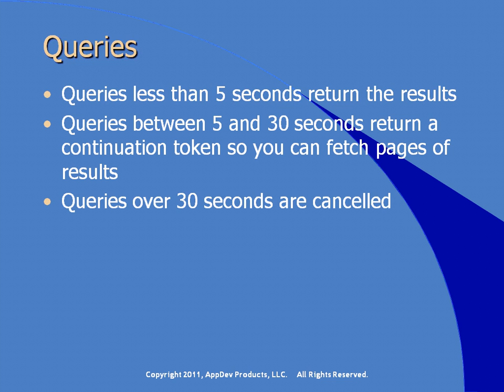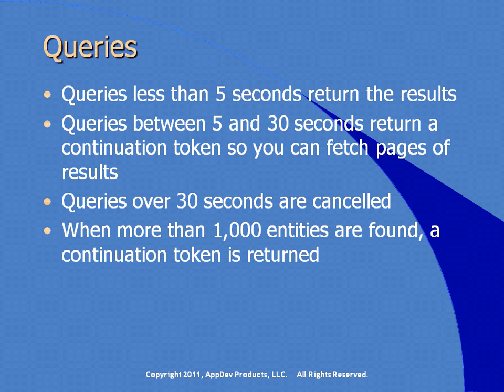If your queries are over 30 seconds, Windows Azure Storage has mechanisms in place to say, look, we don't want you to hog all the resources on this instance, so we're going to cancel your query. Don't panic about that, because we're going to talk about how to write efficient queries to query your Azure Storage tables. Along the same lines, when more than 1,000 entities are found, a continuation token is also returned, so you can go back and get more entities.